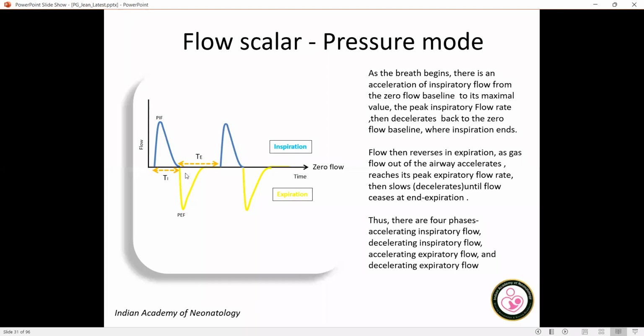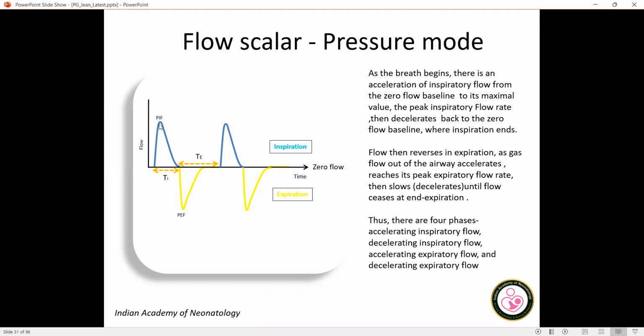Here we can see a negative deflection, gases flowing away from the patient. This is inspiration and this is expiration. At the beginning of the inspiration, what will happen? There will be an acceleration of the flow till it reaches the maximum inspiratory flow rate, that is the peak inspiratory flow rate.